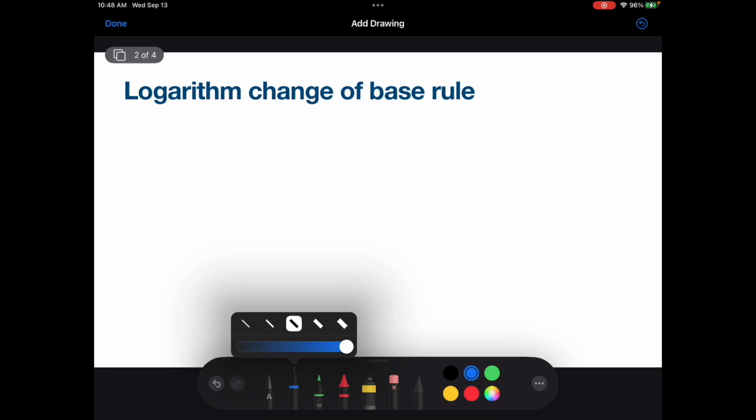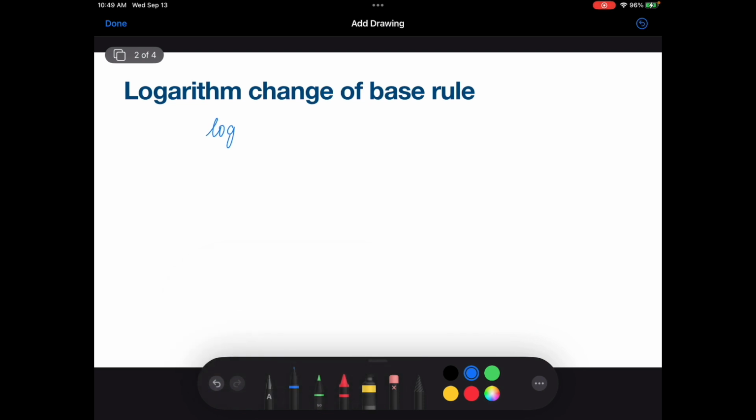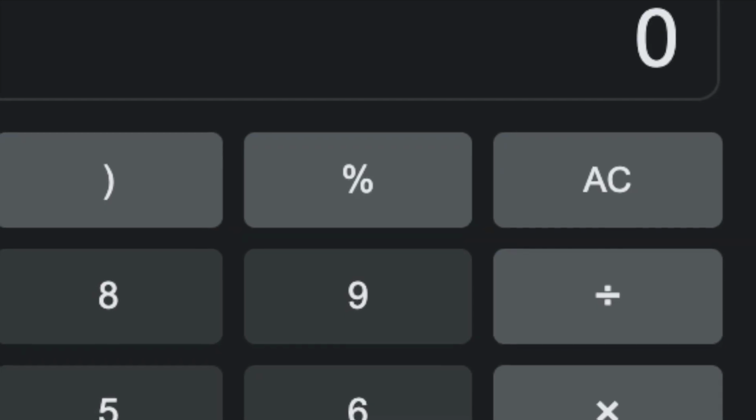Today we're going to learn about the change of base rule for logarithms. The change of base rule says that log a to the base b can be written as log a to the base c divided by log b to the base c. So it's pretty simple. Let's take an example of log 2.5 to the base 2.